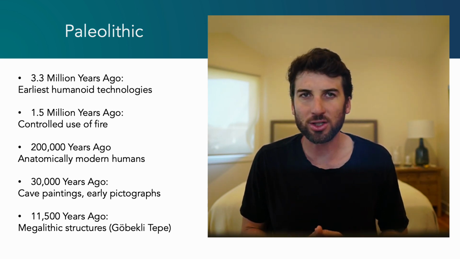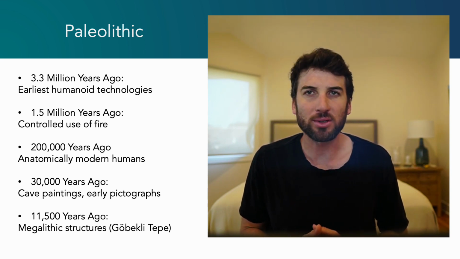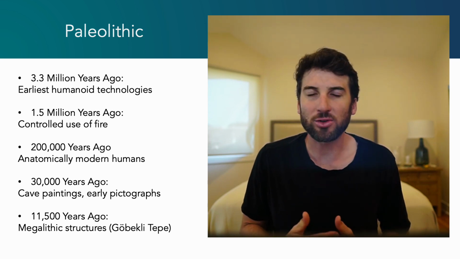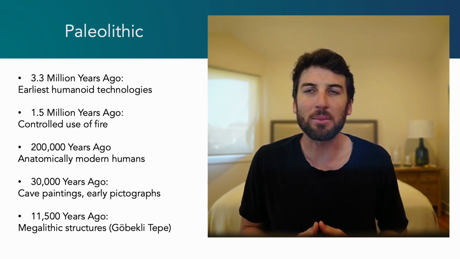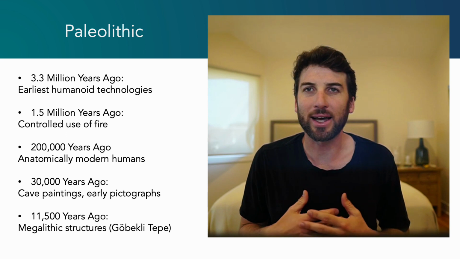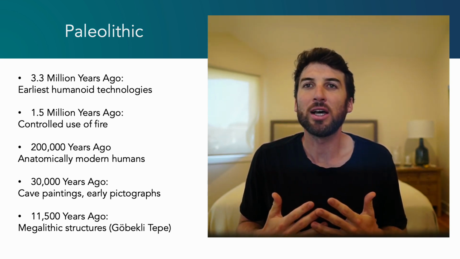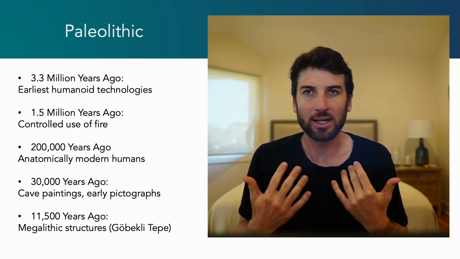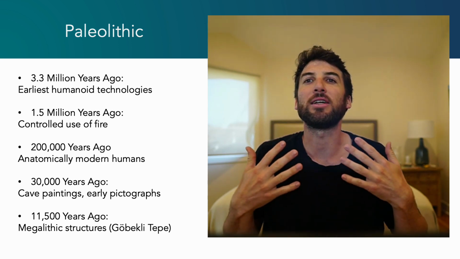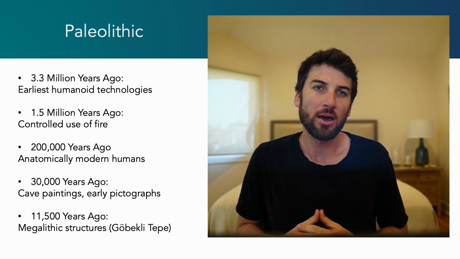Around 200,000 years ago, anatomically modern humans developed. A lot of the genetic traits we see in humans were present at that time. It's also hypothesized that language and other complex abstract symbolism were developing at this time.